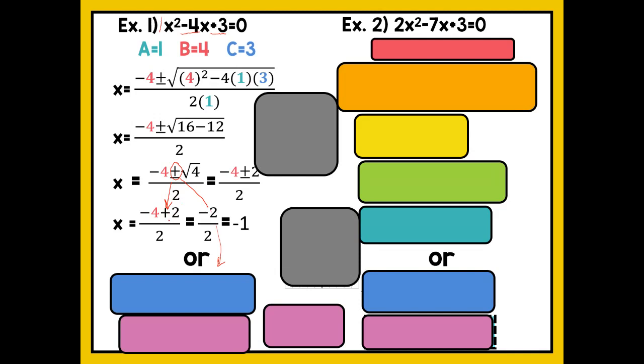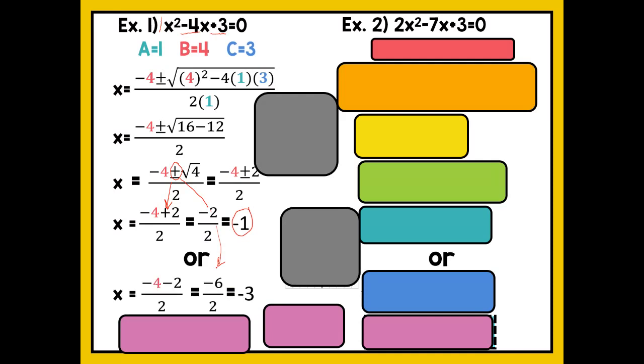Let's look at the plus case first. -4 plus 2 is -2. The divided by 2 comes along for the ride. Now we can simplify. -1 is one of our answers. Now here's the minus version. -4 minus 2. That's what the plus or minus means. It means that we write two different equations. Everything else stays the same. We simplify, and we get that -3 is our answer. So now we have our two solutions for the quadratic equation, x squared minus 4x plus 3 equals 0. The answers are -1 and -3.